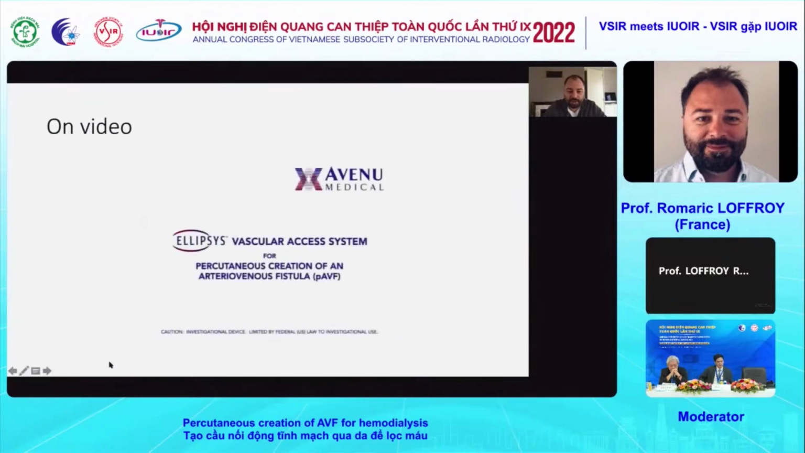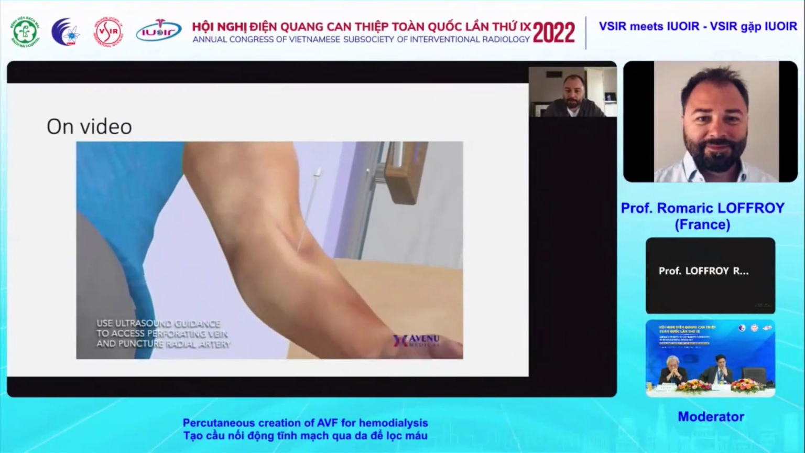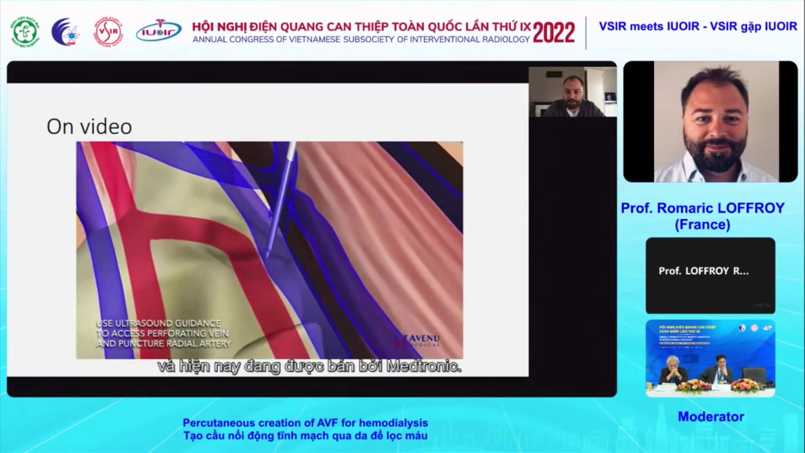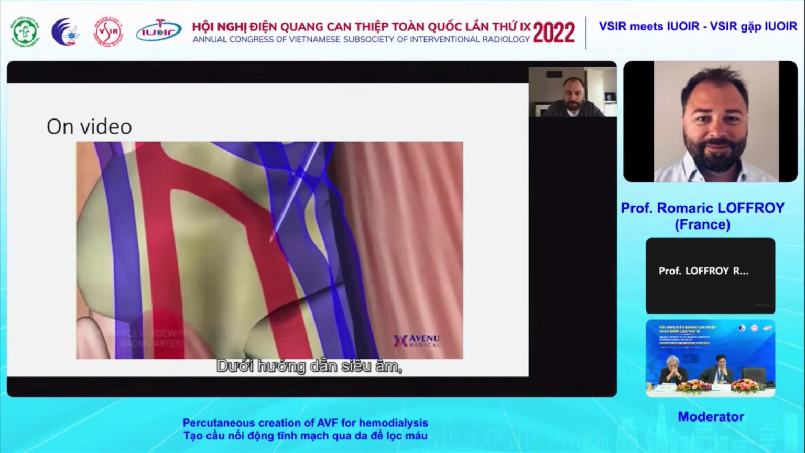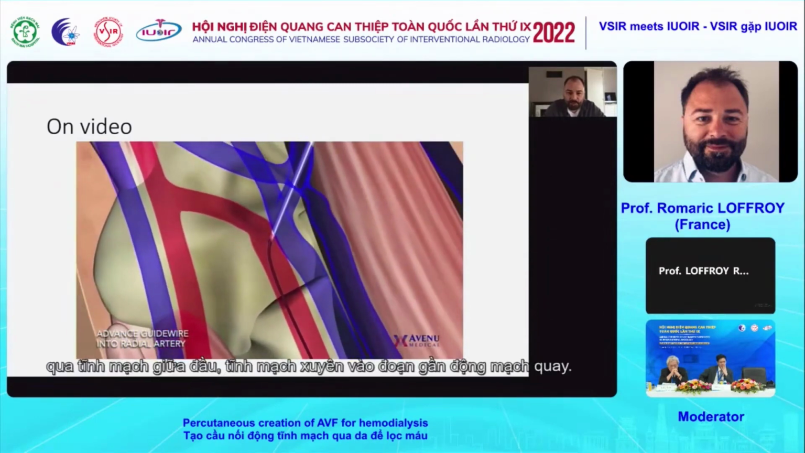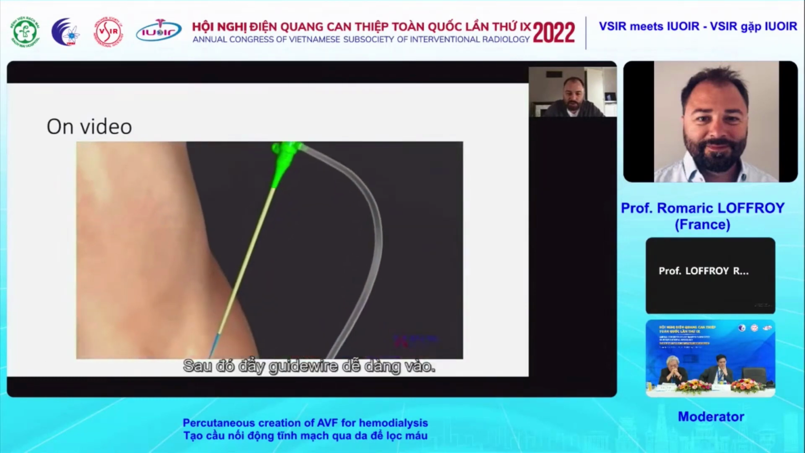Let me show you this very quickly with a specific video. So the device Ellipsis was initially made by a startup, Avenue Medical. It has been bought now by Medtronic. So we have to puncture under ultrasound the vein, and then pass through the medial cephalic vein, the perforating, and to puncture the proximal radial artery.